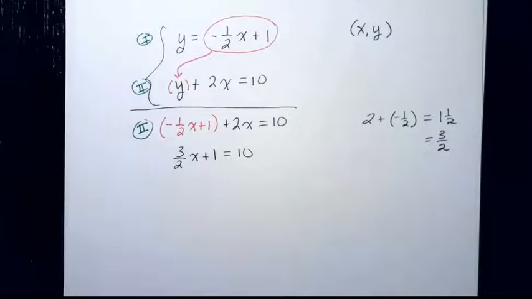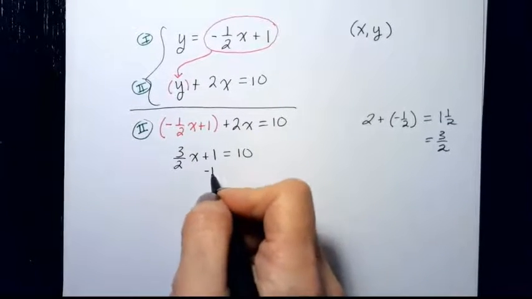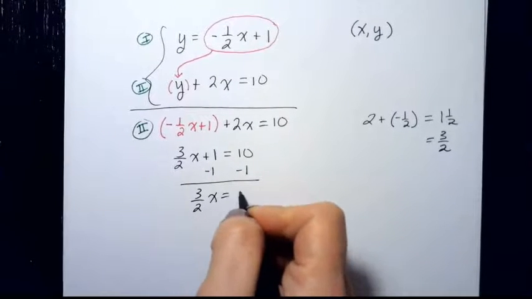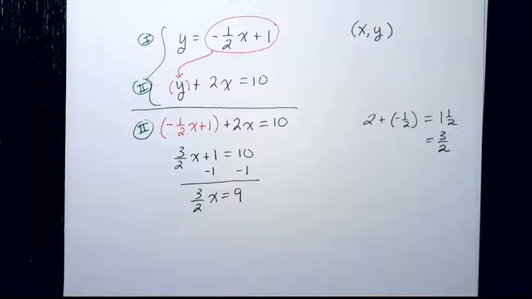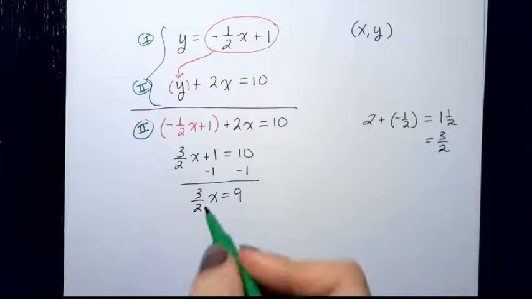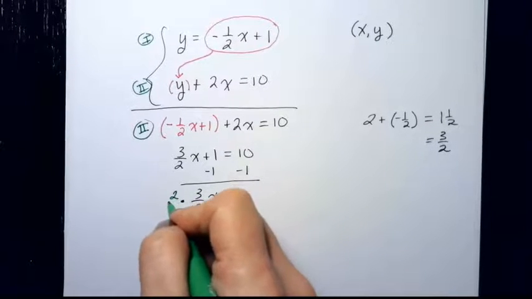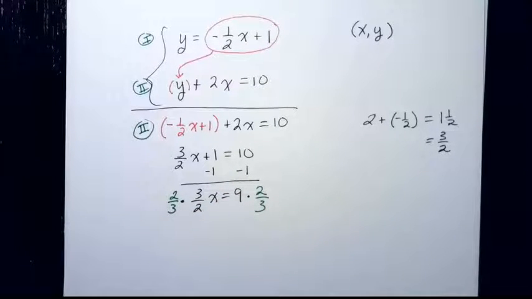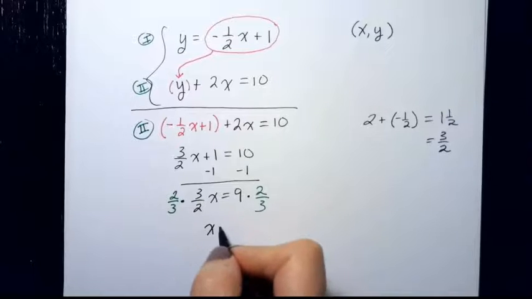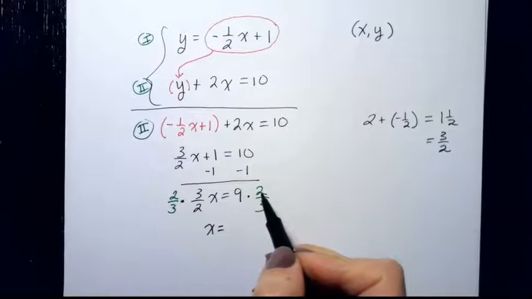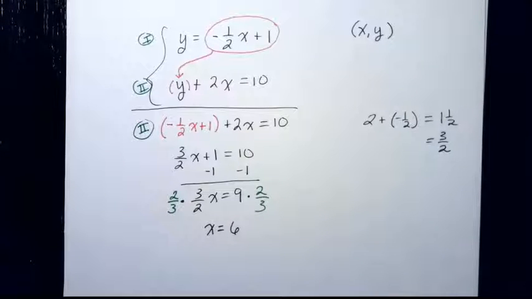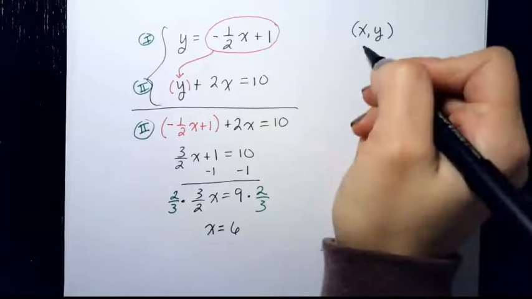This is a linear equation with one variable, so I'm going to find out what x is. I'll subtract 1 from both sides. 3/2 x equals 9. And I could solve this by multiplying by the reciprocal of that coefficient. Instead of 3/2, I'll multiply both sides by 2/3. 2/3 times 3/2 is 1, so I have just 1x. On the other side, 9 times 2 is 18, divided by 3 is 6. So I have x so far, right? For my solution, I know that the x is 6.